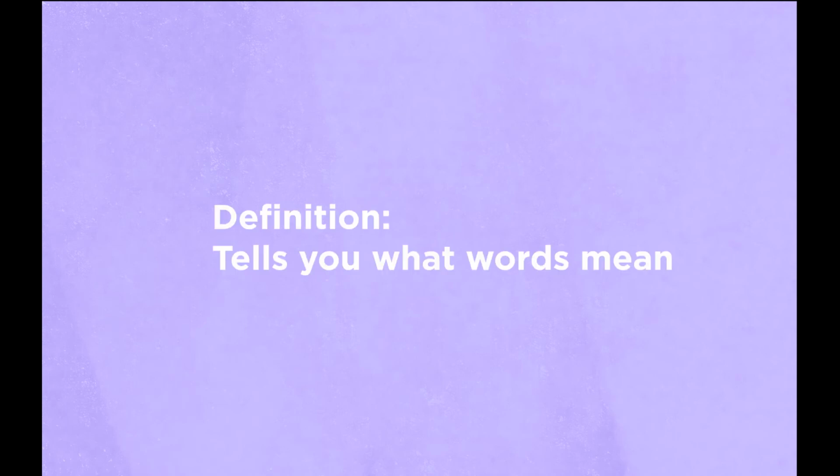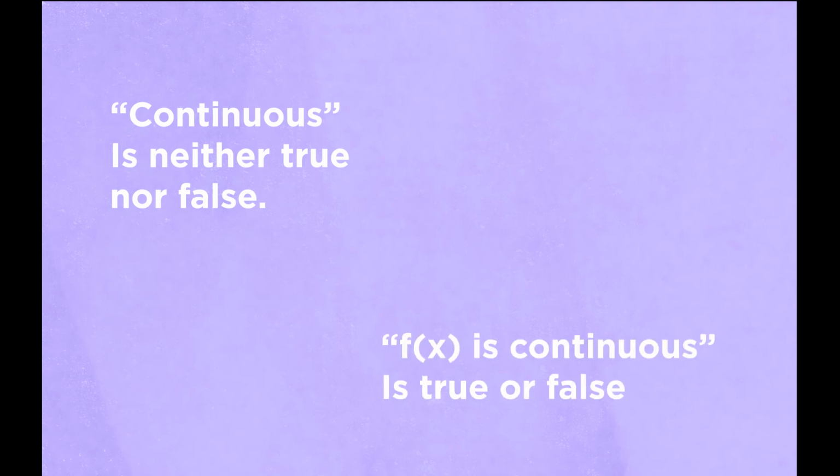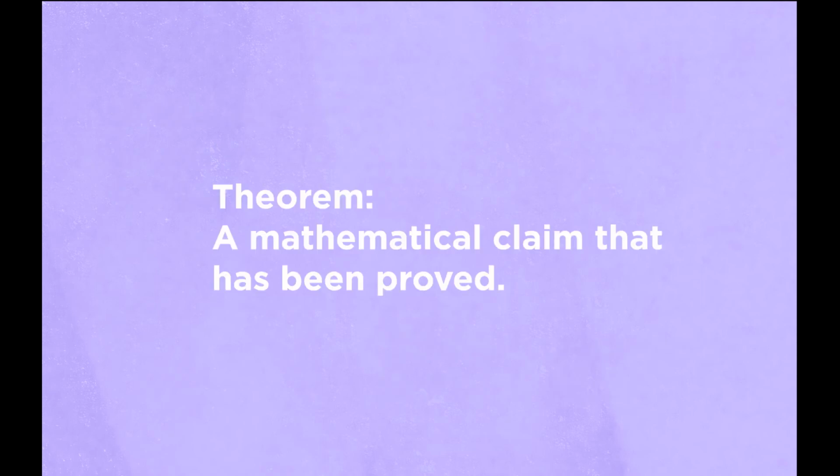Before I state it, I'm going to take a little detour into mathematical terminology. So far we have had some definitions involving limits and continuity. Definitions tell you what words mean, so they can't be true or false. By this I mean, continuous isn't either true or false. However, a statement that a particular function is continuous is either true or false. A theorem, by contrast, is a mathematical claim that has been proved. Theorems are often stated in the form, if something, then something.